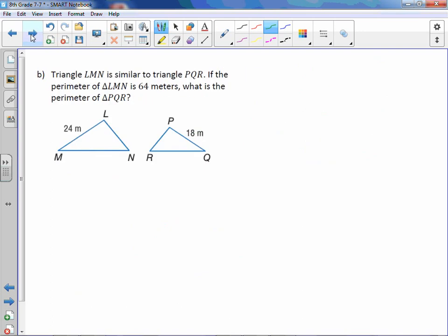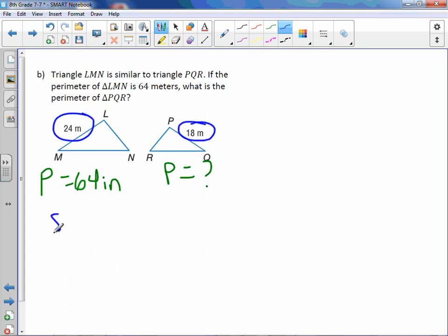Triangle LMN is similar to triangle PQR. If the perimeter of LMN is 64 inches, what is the perimeter of PQR? Since we're finding PQR, our scale factor will be 18 over 24. Again, 18 is the numerator because this is the figure's perimeter we're trying to find. This has the piece of information we don't know. Therefore, the 18 is the numerator.